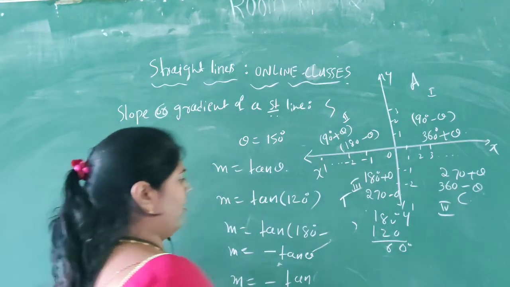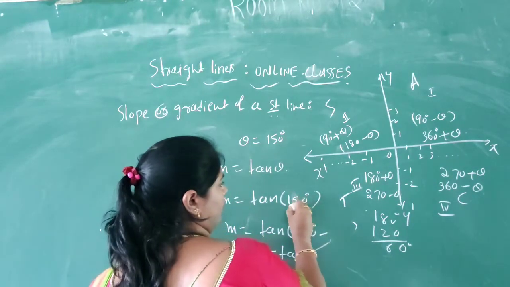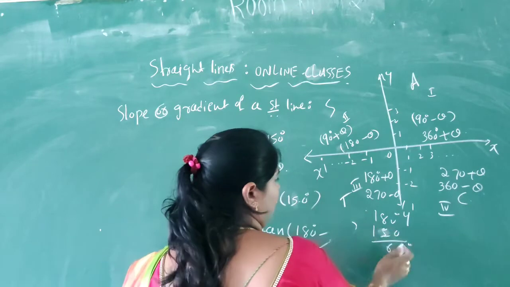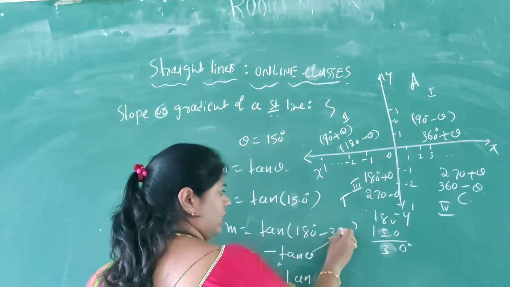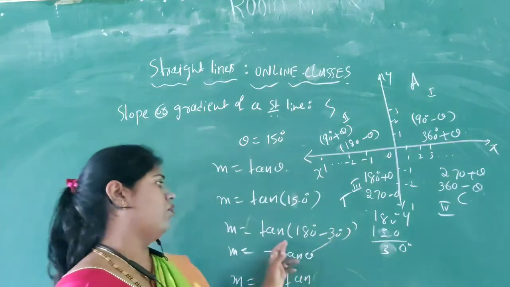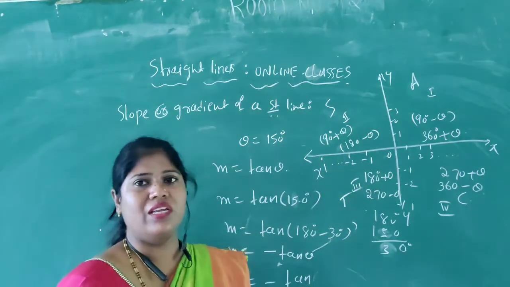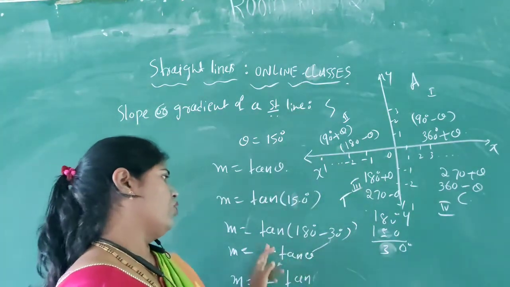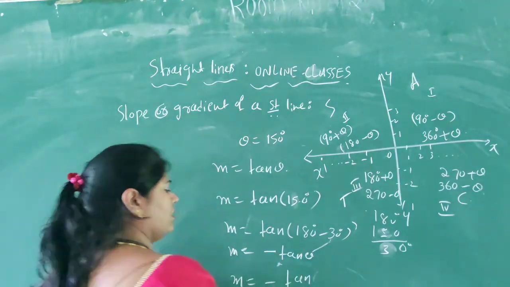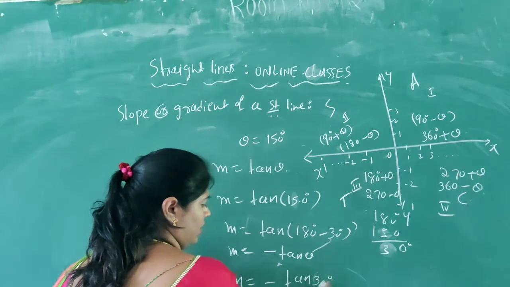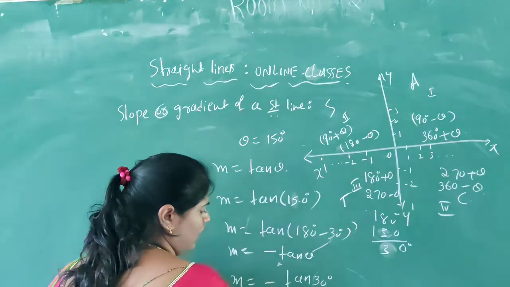So for 150 degree, we can write 180 degree minus 30 degree, then it is 30 degree. It is tan of 180 degree minus theta, because it lies in the second quadrant. So it has to be minus tan theta. Theta is here equal to 30 degree. Therefore, tan 30 degree is 1 divided by root 3.